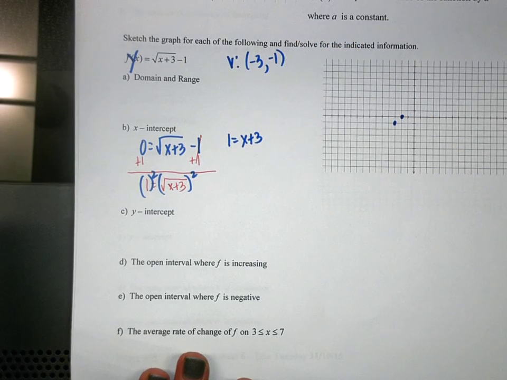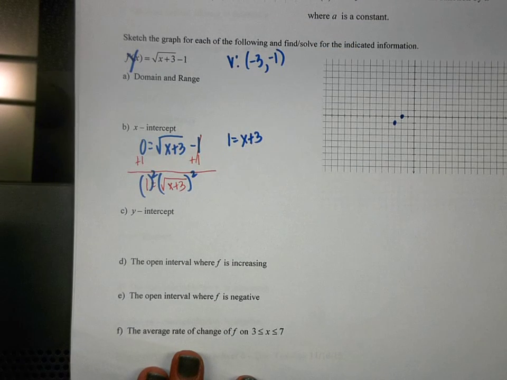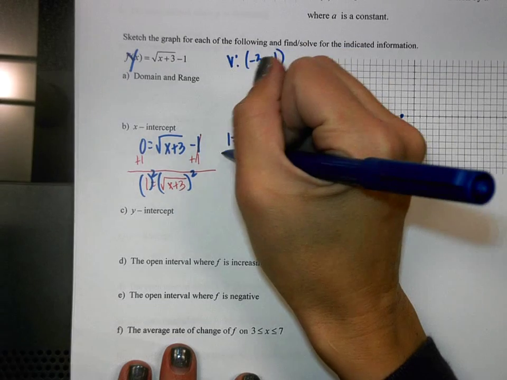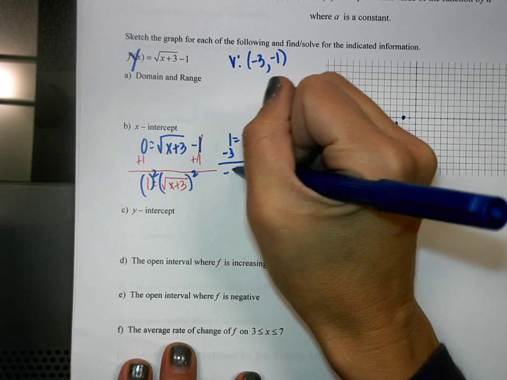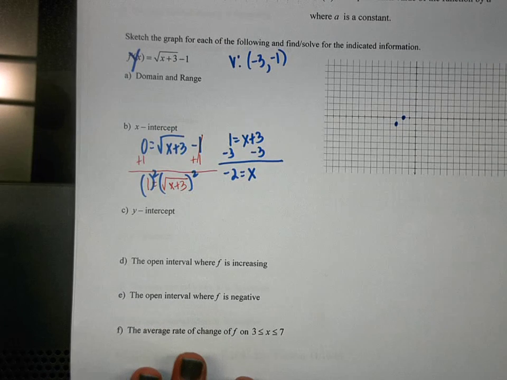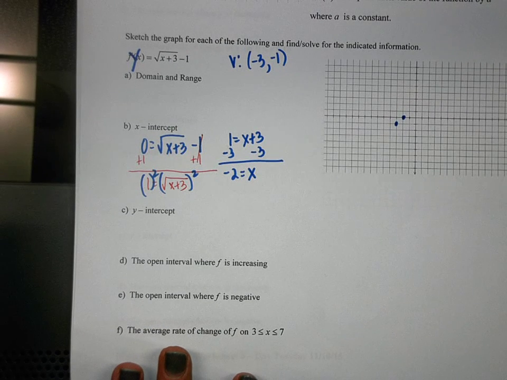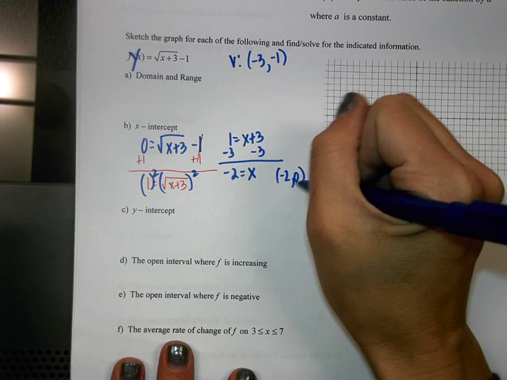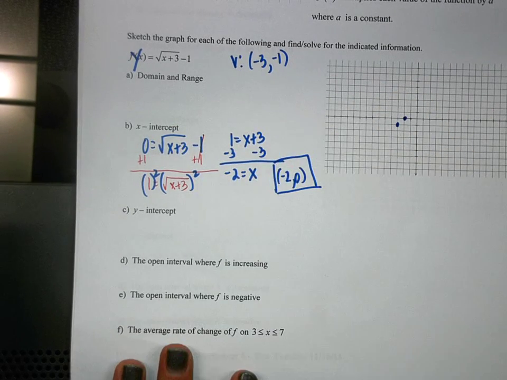Because when I square a square root, the root goes away. And if you square 1, 1 times 1 is still 1. Correct? Yep. Okay? And then I subtract 3 from both sides, and I get negative 2 equals x. So my x-intercept is at negative 2, and I would like you to write that as an ordered pair. And so how would I write that as an ordered pair? Negative 2, 0. Very good.